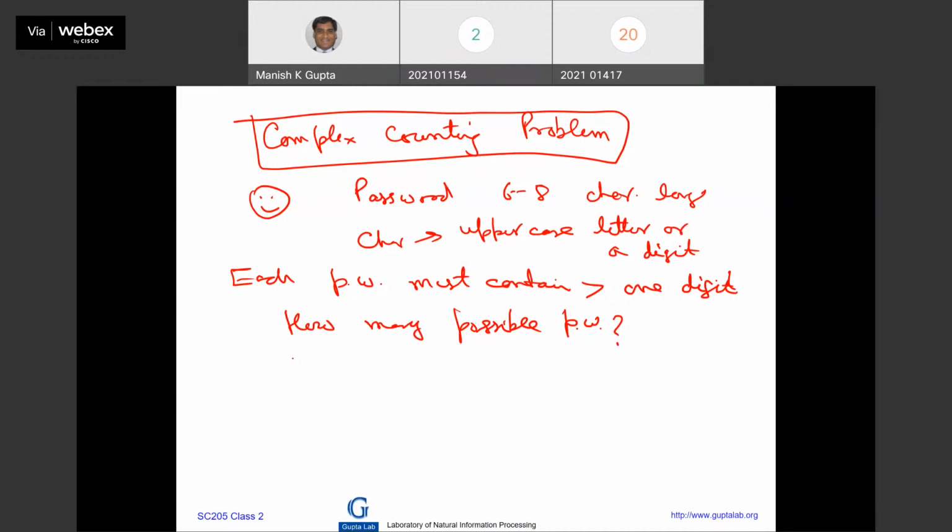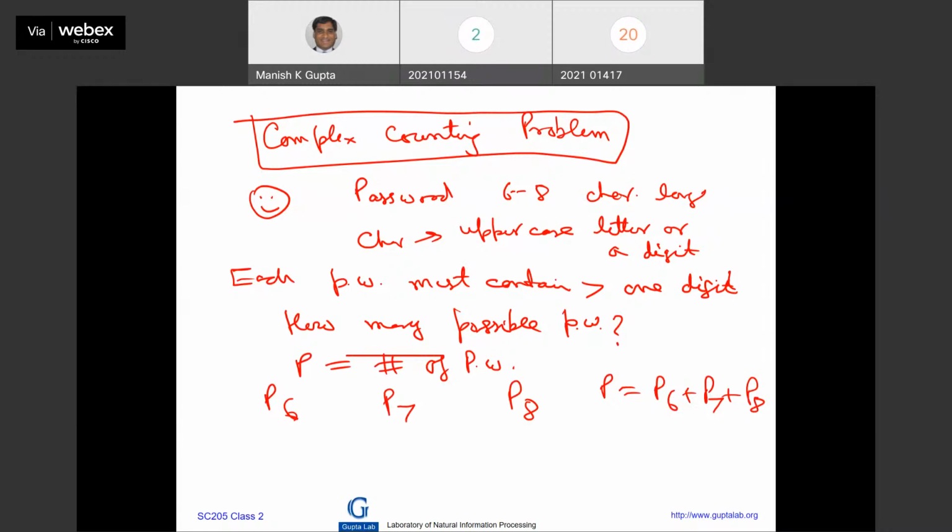So I can put some notation here. P is the total number of passwords. P6 is length 6 passwords, P7 length 7 passwords, P8 length 8 passwords, right? So P is P6 plus P7 plus P8. P6 means how many passwords there are of length 6, P7 of length 7, P8 of length 8. So I have to find the sum of these three quantities, right?